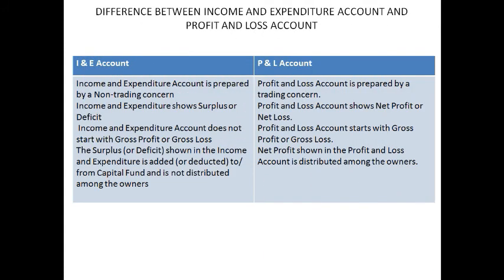The table shows a clear difference between the basis, cash basis, and the receipt and payment account. The next one is income and expenditure account and profit and loss account. What is the basic difference between both of them? Just study the table and try to remember the things, so that whenever a question is asked carrying 1 mark, you'll be able to answer it without any problem.